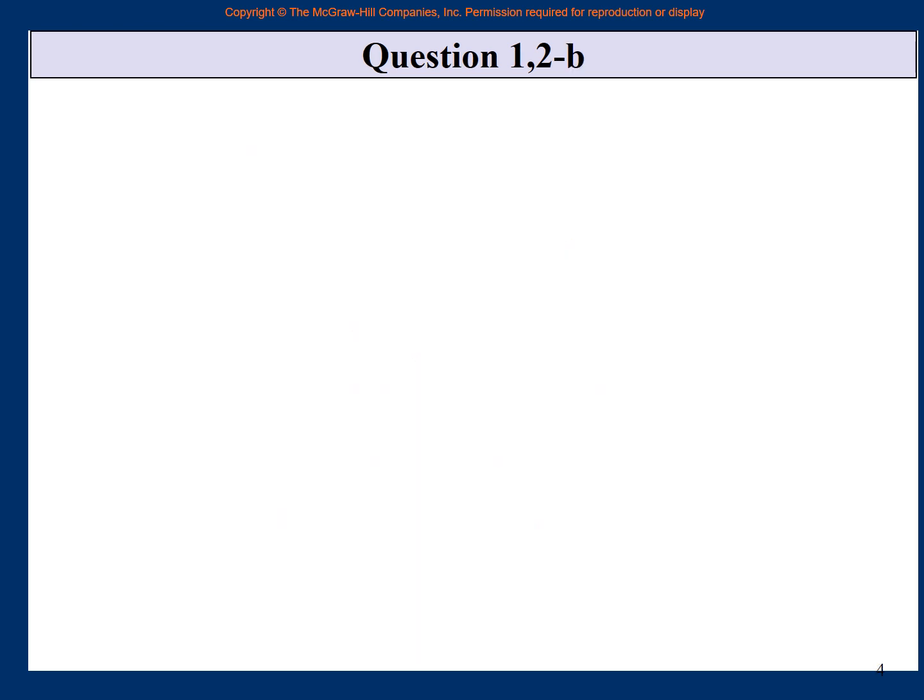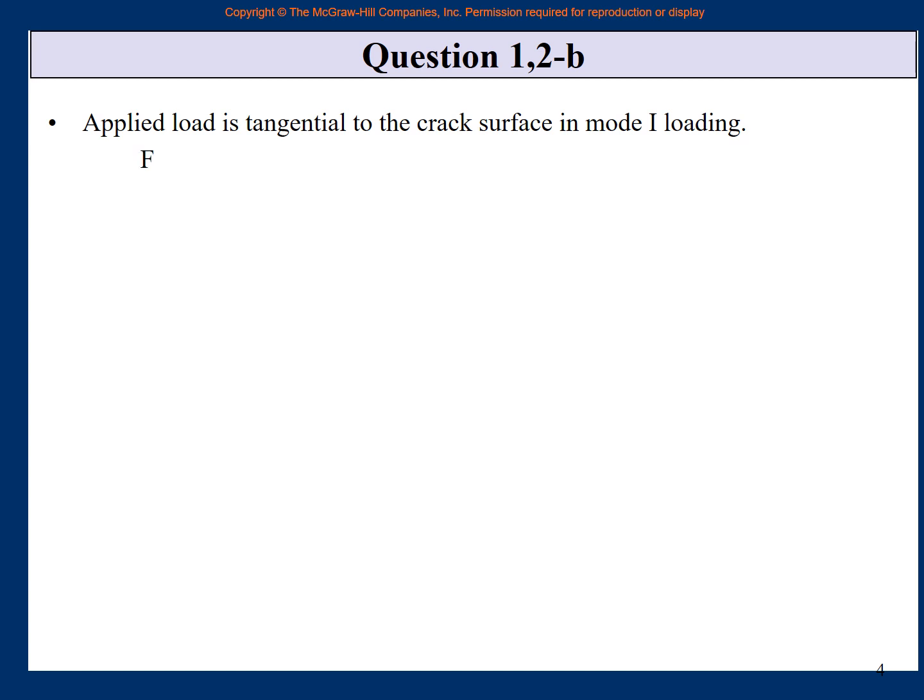Let's go to the second part of these two questions, which is the true false type. Applied load is tangential to the crack surface in mode 1 loading. What is your answer? Yes, you are right. It is false, right? Because mode 1 load is perpendicular, not tangential.